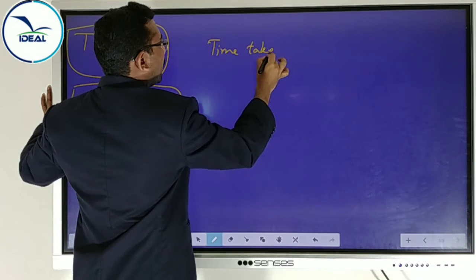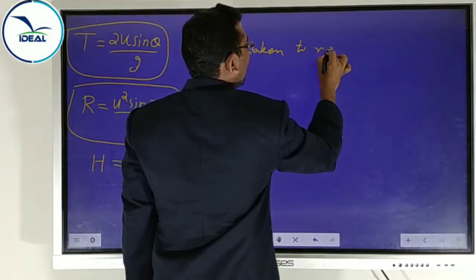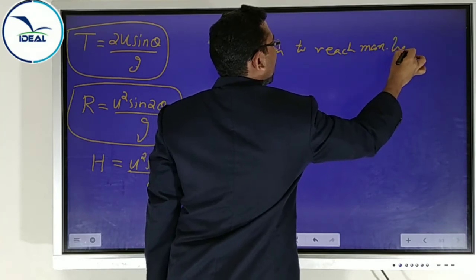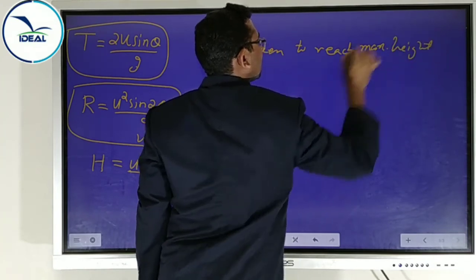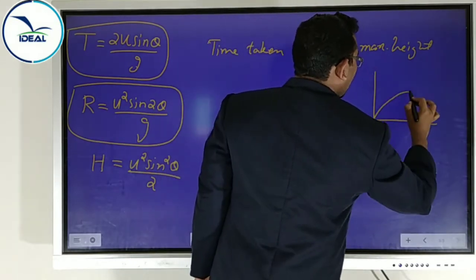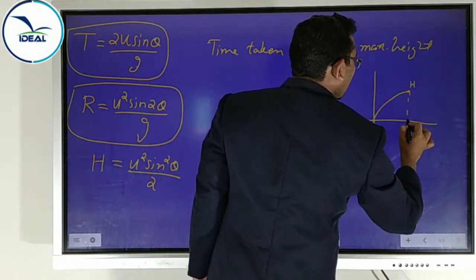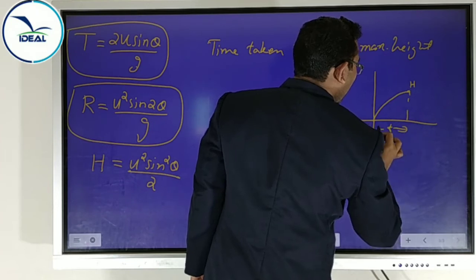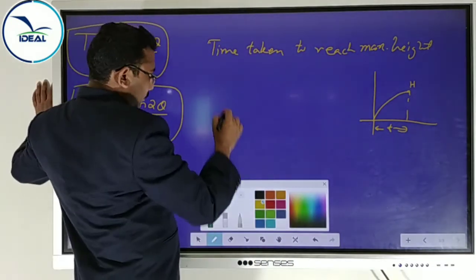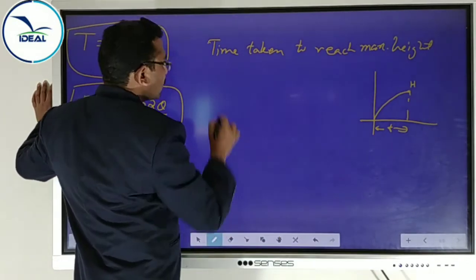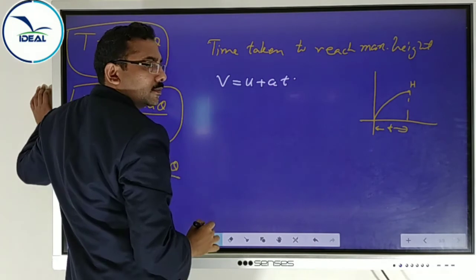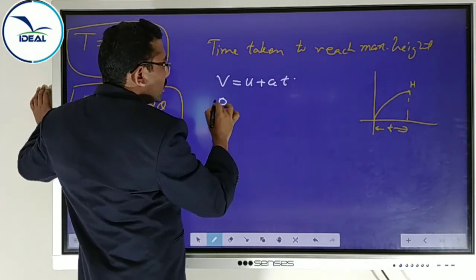Time taken to reach maximum height. That is the time taken to reach here. You have to find this T. We know V is equal to U plus AT. At the maximum height, V is equal to 0.